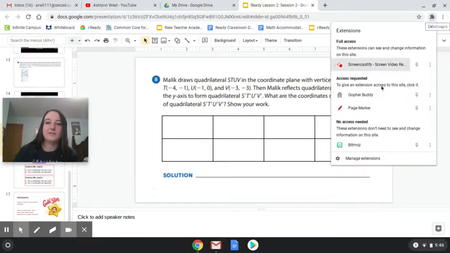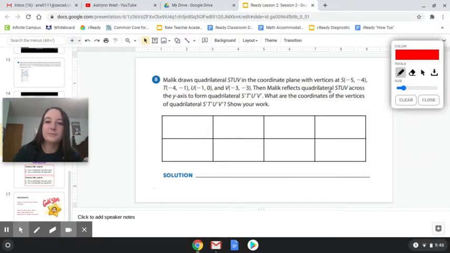Alright, so for this problem, we see that Malik draws the quadrilateral STUV in the coordinate plane with vertices of S at (-5, -4), T at (-4, -1), U at (-1, 0), and V at (-3, -3). And he wants to reflect it over the y-axis.